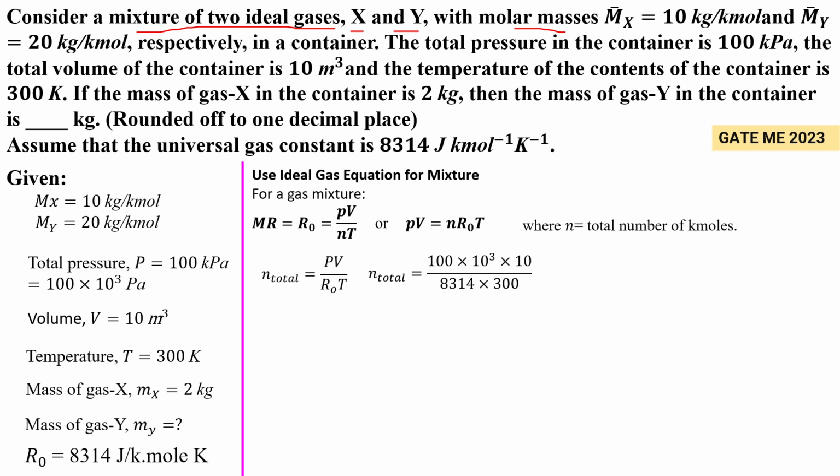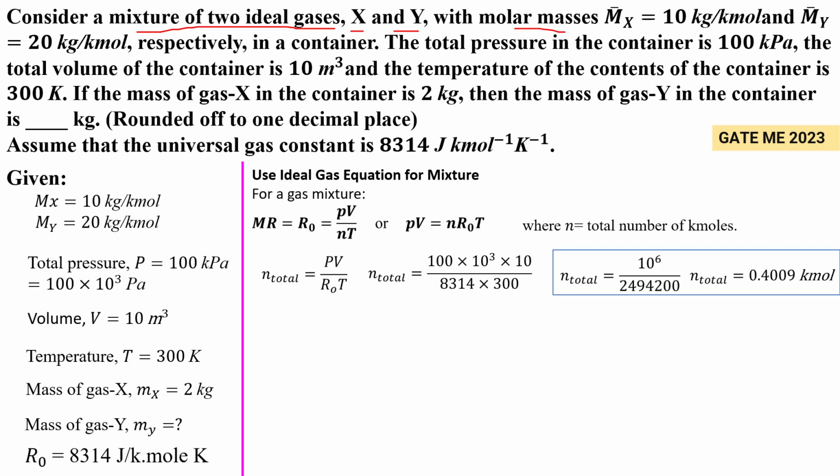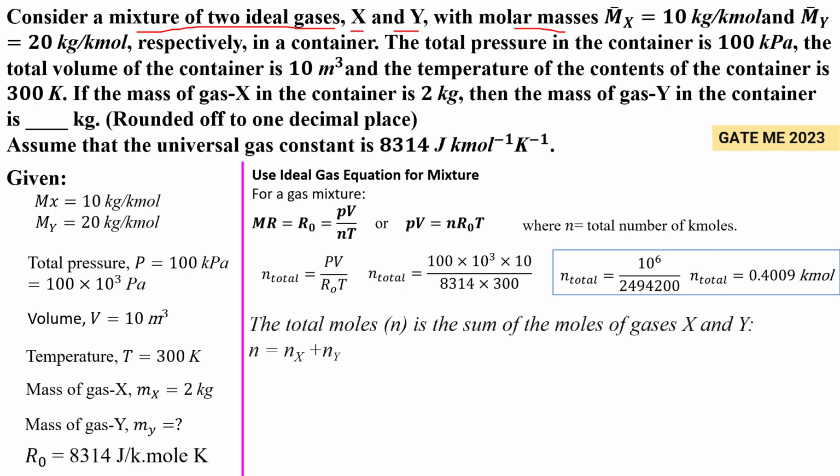So Pascal is the Newton per meter square. Okay, so 100 into 10 cube, into volume, which is 10 meter cubed, into 10, divided by R naught value, which is 8314, and temperature is 300. Then the total number of moles will become 0.4009 kilomoles.